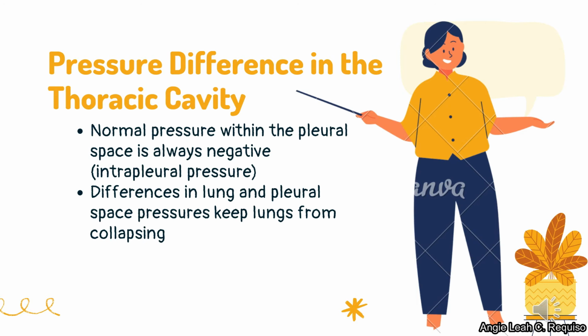Differences in lung and pleural space pressures keep lungs from collapsing. The ones that are responsible for preventing the lungs from collapsing are the differences in lung and pleural pressure. Pleural pressure is the pressure in the pleural space. When this pressure is lower than the pressure of the alveoli, they tend to expand. This prevents the elastic fibers and outside pressure from crushing the lungs, so it prevents the lungs from collapsing.